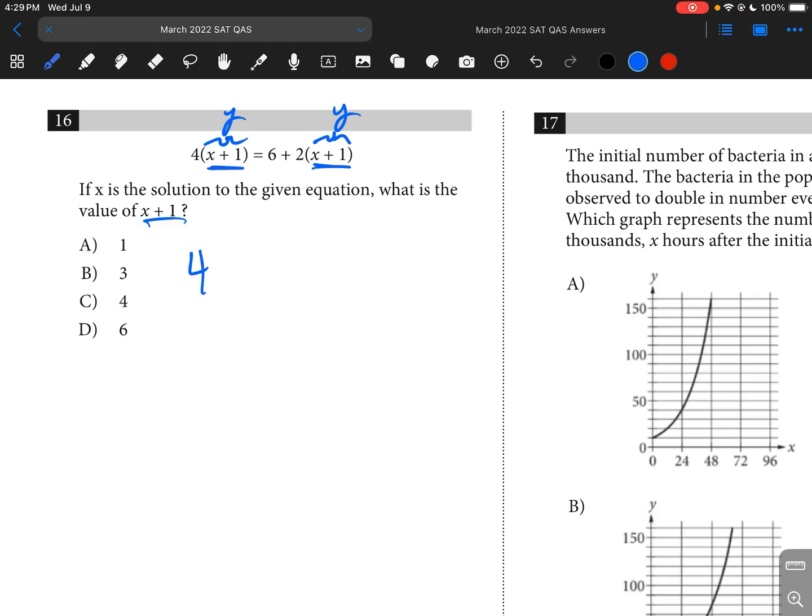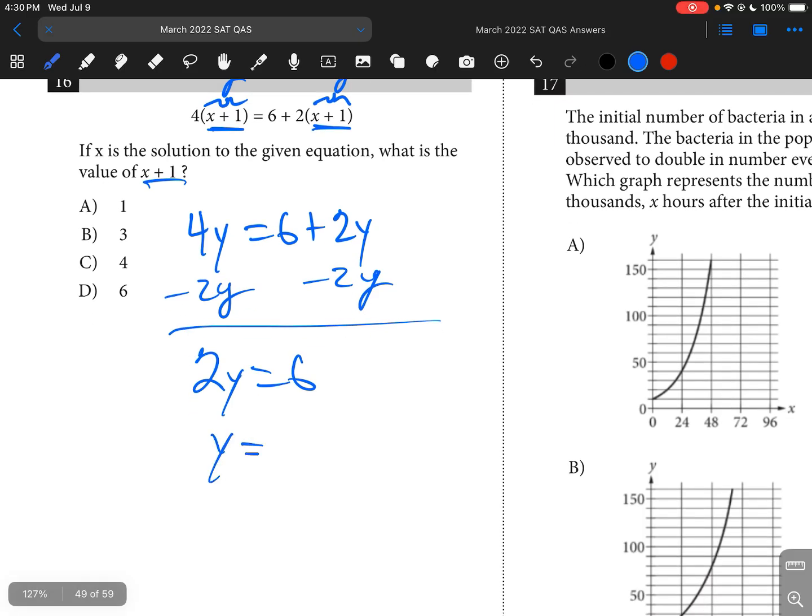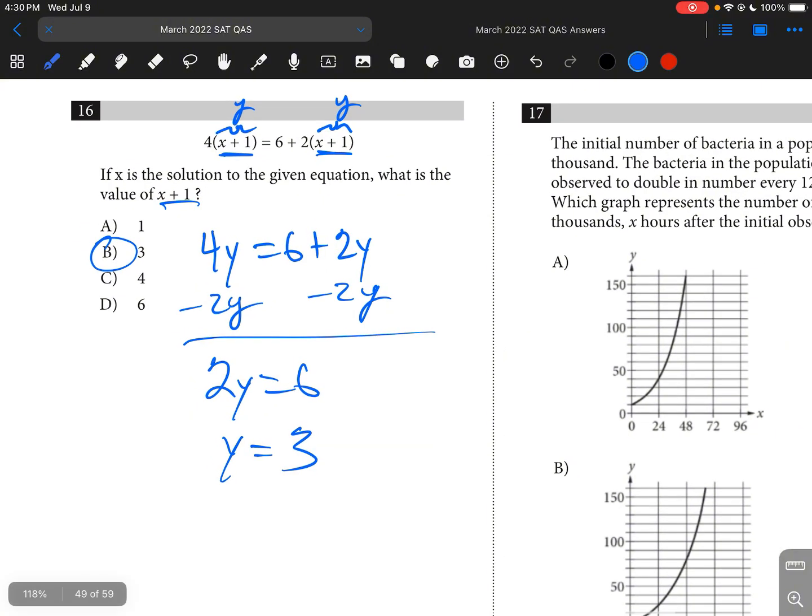So you can just say, okay, 4y equals 6 plus 2y and solve for y. So take away 2y on this side, 2y on this side. You have 2y equals 6. And then you have y equals 6 over 2, which is 3. And remember that we substitute y for x plus 1, so you can just stop right there.